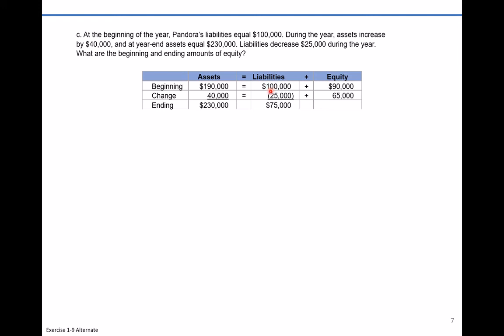That means that the change in equity had to have been $65,000, because $40,000 minus a negative $25,000, well, that becomes $40,000 plus $25,000, which equals $65,000. Last, we're asked to determine what the ending equity is. In a couple of ways we can approach this: 230 minus 75 or 90 plus 65. Both will give us the ending equity, and the ending equity in this case is $155,000. Okay, so now we know what beginning equity was and ending equity was, and that's a quick look at solving exercise 1-9.